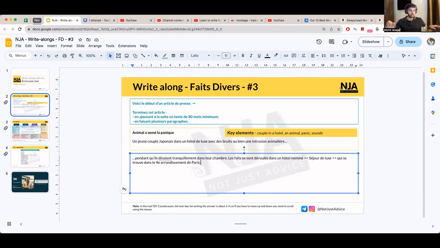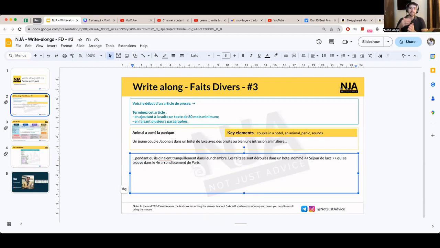Se dérouler is a past form. I've conjugated se dérouler in le passé composé and it's done with être. So its conjugation is se sont déroulés, and given that faits is masculine plural, I've added an S here, déroulés. Dans un hôtel nommé, since hôtel is masculine, I've added nommé without an E. And then guillemets, Séjour de Luxe. Qui se trouve, this is a present, and this is a present in narration. The hotel still exists in the 4th arrondissement de Paris. It has not been demolished, I'm assuming. It's possible that it's been demolished, but just assume that this hotel still exists in the 4th arrondissement de Paris, okay?